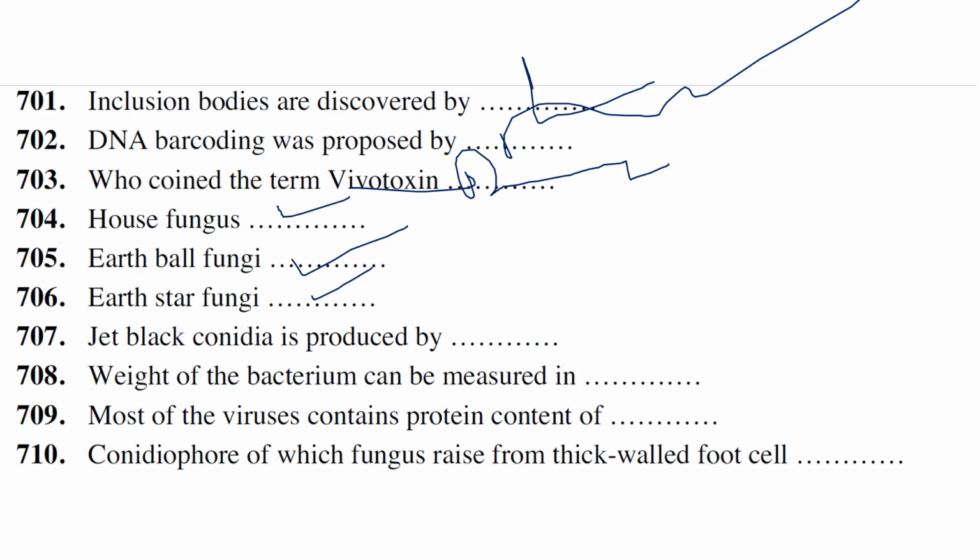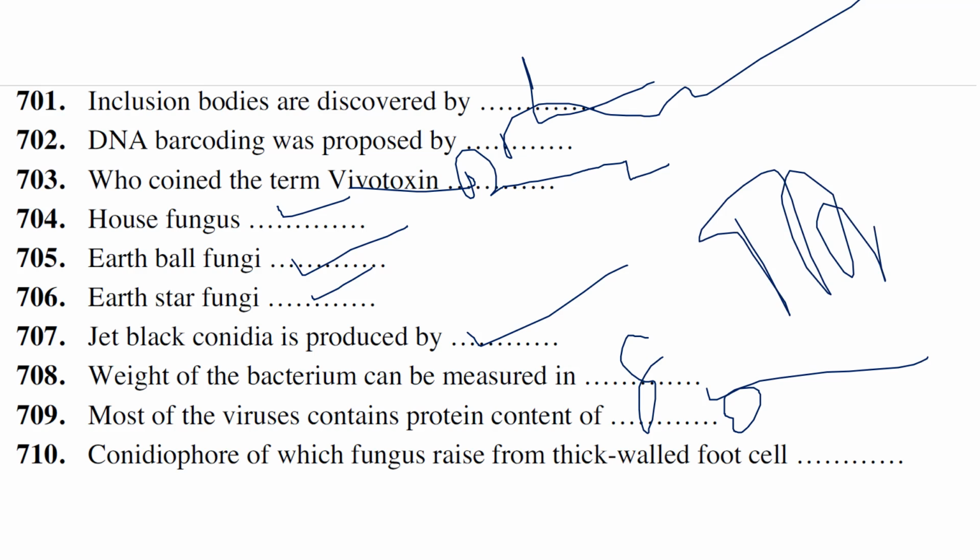Jet black conidia are produced by Nigrospora oryzae. Okay. The weight of the bacterium can be measured generally in grams. I was a little bit confused how it can be measured in grams. All viruses contain a protein content of 60 to 95% and 5 to 40% nucleic acid. But there is an exception, TMV. TMV contains 5% nucleic acid and 95% protein coat.